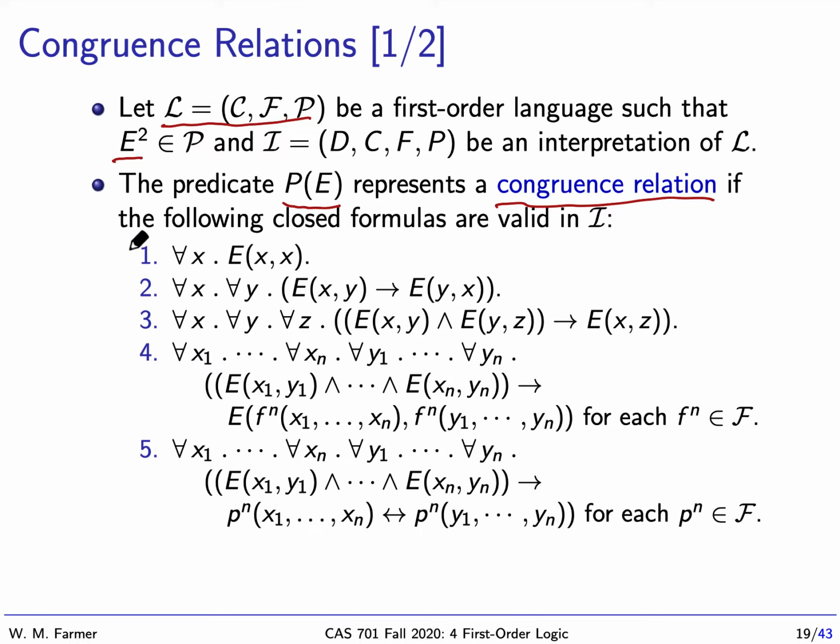So if you look at these axioms, what do they say? The first one says that E is reflexive. The second one says that it is symmetric. And the third one says that it is transitive. These say that E is an equivalence relation.